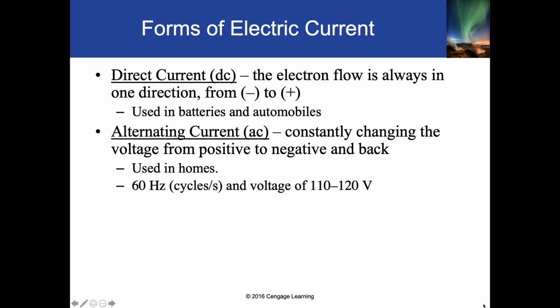While batteries are being used in automobiles and boats and all that stuff, in our homes we use alternating current, right? Specifically, we use 60 hertz at a voltage of either 110 or 120 volts. That's all the normal appliances that you use, like your fridge, your microwave, your TV, your Xbox, your Switch. All those things run at 120.